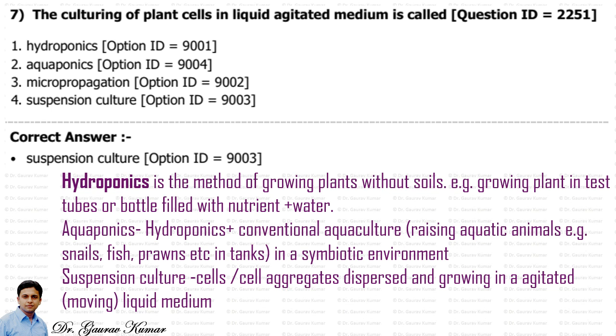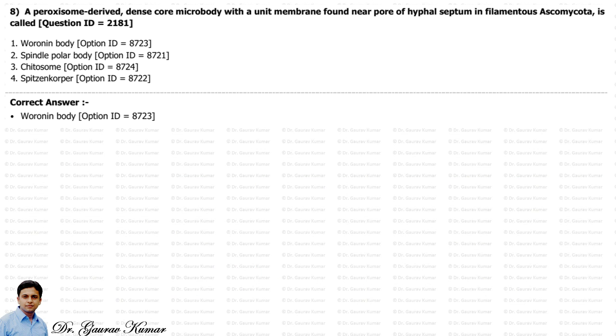Suspension culture is cells or cell aggregates dispersed and growing in an agitated, that is moving, liquid medium. And micropropagation was also an option there. You already know micropropagation is tissue culture.